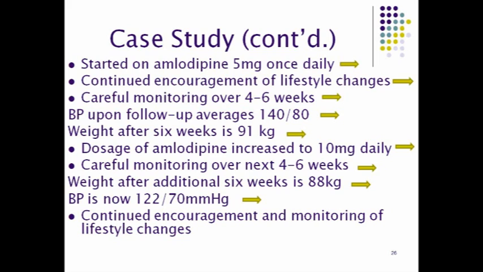So we continue with encouragement and monitoring of lifestyle changes. So 122 over 70 is within the target that we want. We want her to be below the 95th percentile in terms of treatment. The question that often comes up, and let's say this whole process with this particular case has taken approximately 4 or 5 months or so, is do we continue the amlodipine indefinitely? And that's a question that comes up a lot from parents as well.